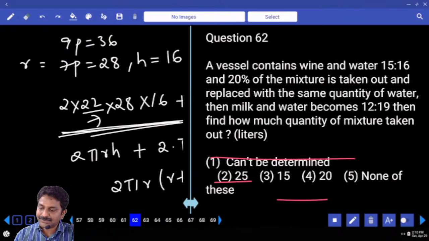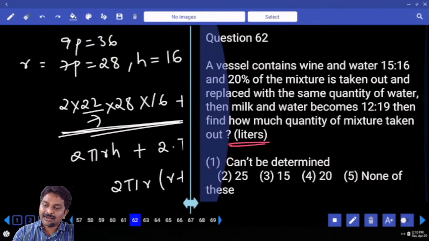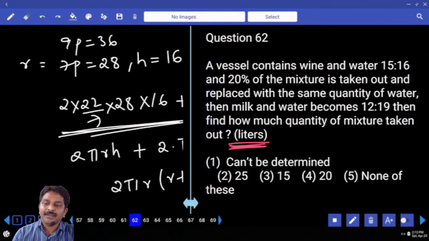A vessel contains wine and water in the ratio 15:16 and 20% of the mixture is taken out and replaced with the same quantity of water. Then wine and water becomes 12:19. Then find how much quantity of mixture is taken out. The answer should be in terms of, right?